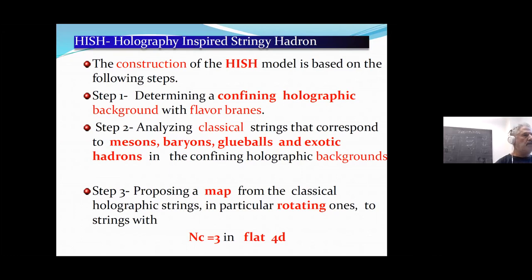The first step is we determine a confining holographic background with flavor branes. Then step 2, we analyze classical strings that correspond to mesons, baryons, glueballs, and so on in the confining holographic backgrounds. Step 3, we propose a map from the classical holographic strings, in particular rotating strings, to strings in flat 4 dimensions and with NC equal to 3.